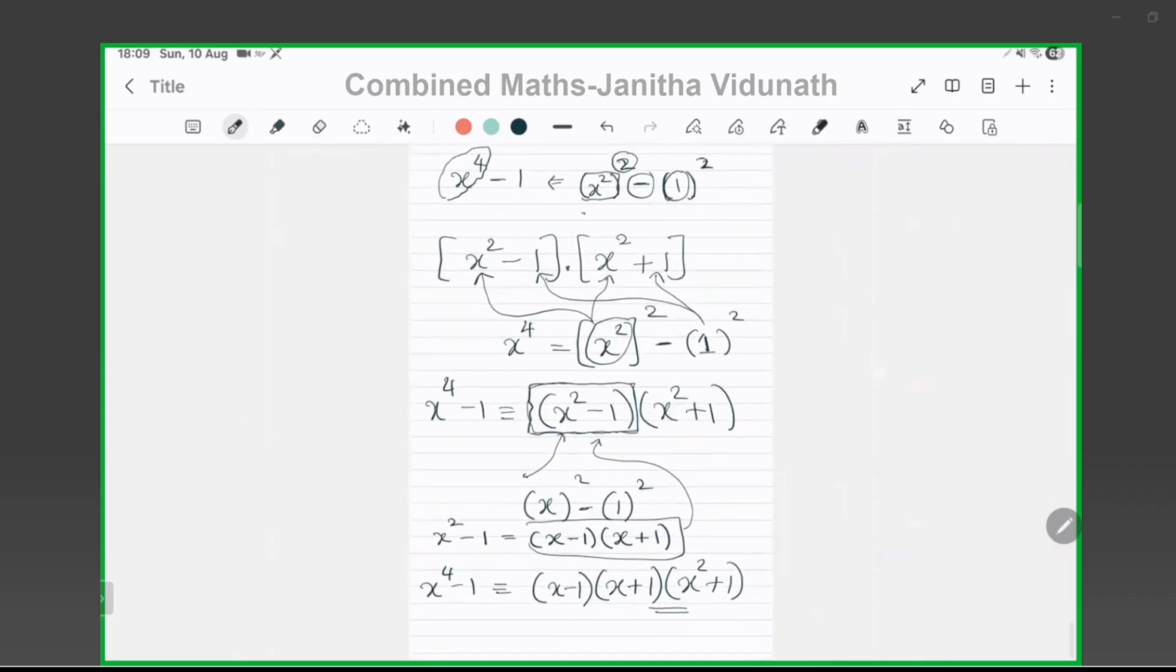Write this down, and after 1 minute, I will give a question for you to try out. After writing this, try this question: a to the power 4 minus b to the power 4. And send me the answer for this.